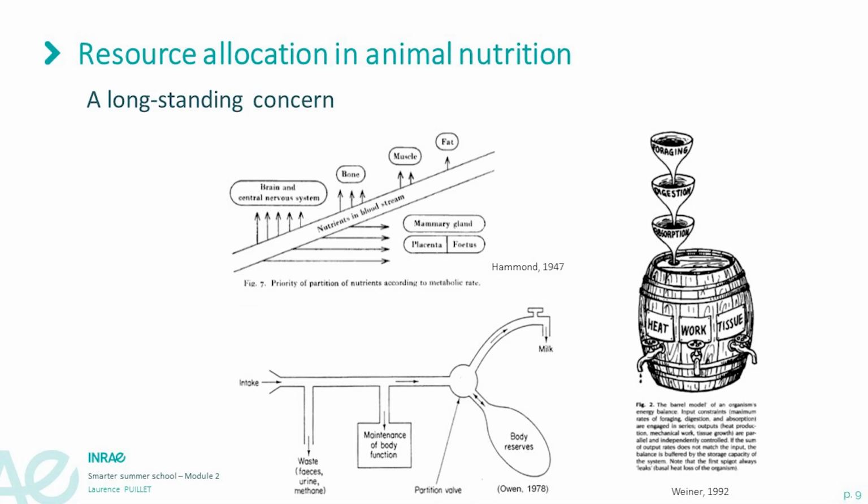And the last one, I think it's my favorite one, from Weiner, 1992, with this barrel model. Maybe it's because I'm French and I drink wine, so the barrel model is more attractive. But the idea is that you have foraging to get resource, then digestion, absorption, and then heat, work, tissue. So this question has been there for a long time.